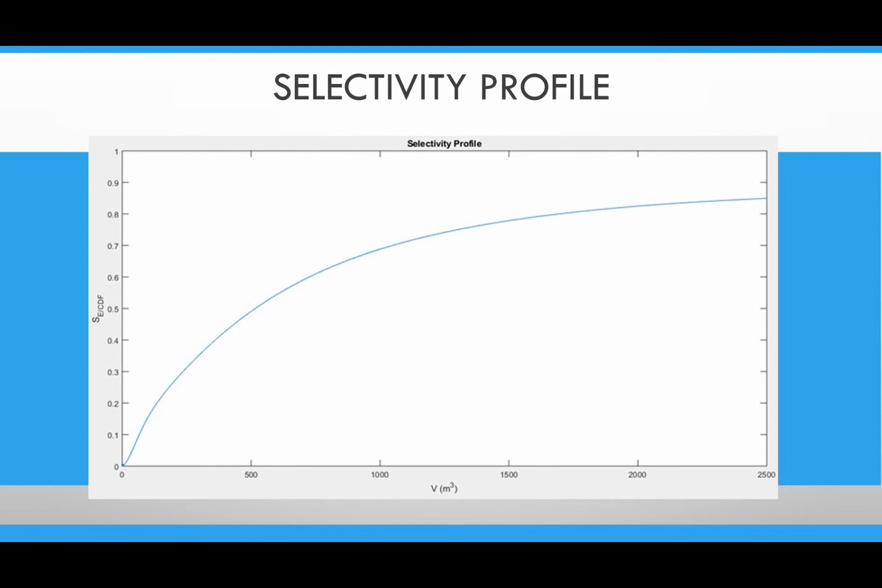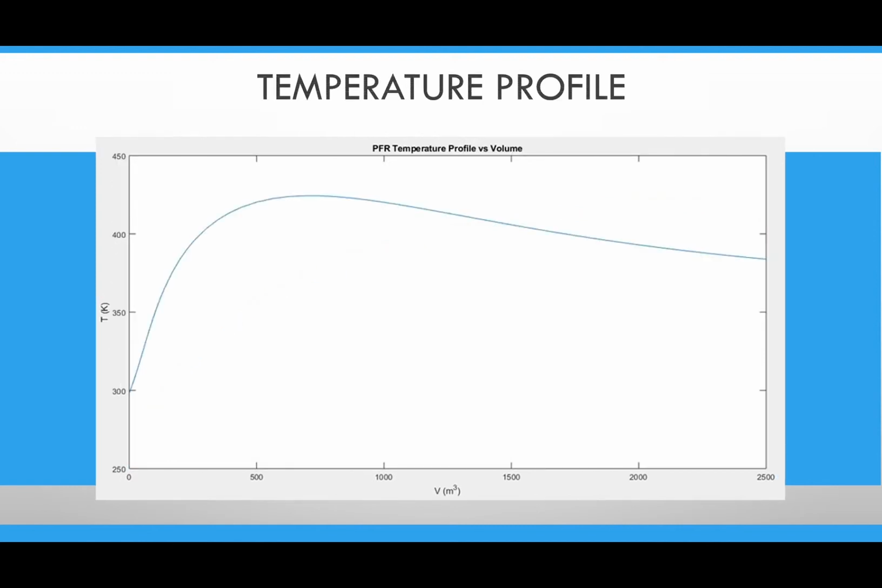The selectivity profile shows the ratio of the reaction rates containing the desired product to the reaction rates containing the undesired products. Finally, the temperature profile shows how the temperature changes as the volume of the plug flow reactor increases. As can be seen in the graph, the temperature reaches its maximum over 400 Kelvin at around 500 cubic meters.